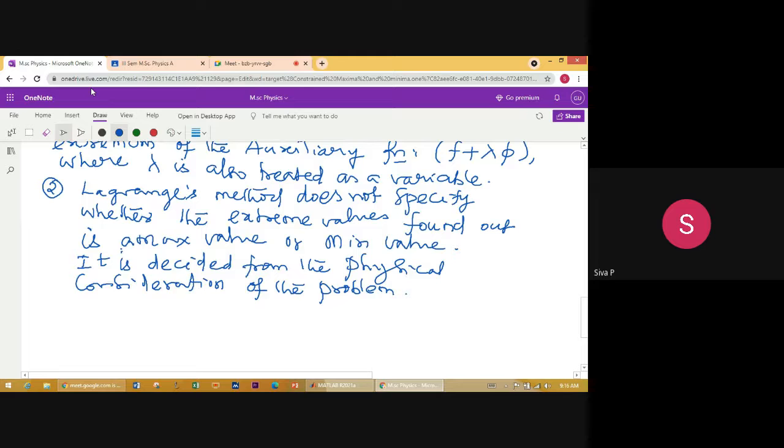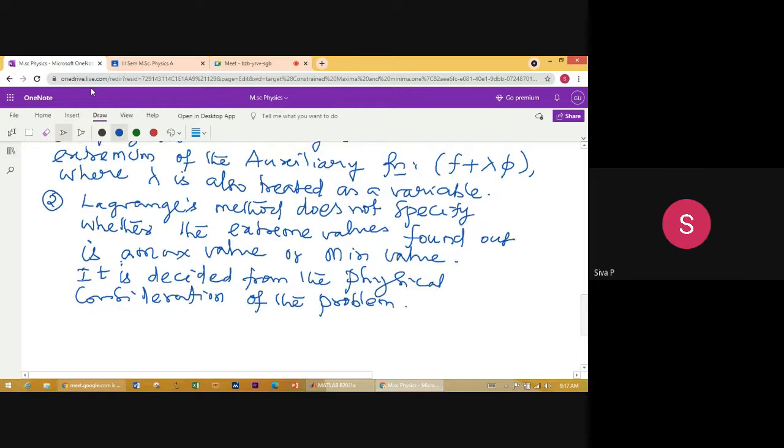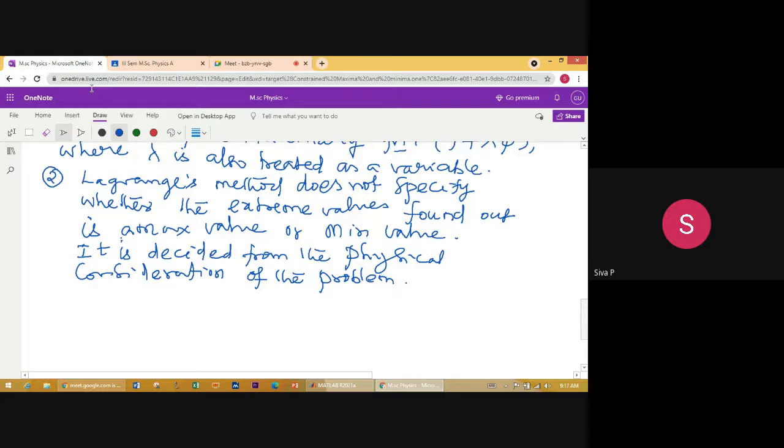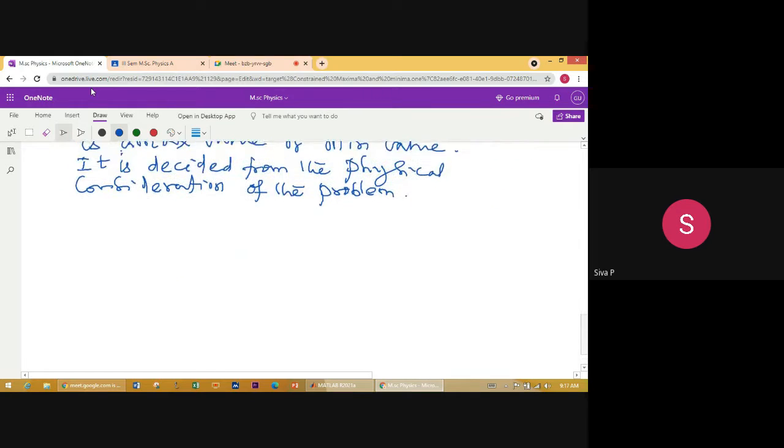In the last class we discussed that when we find the stationary values, they tell whether the function is maximum or minimum. But in Lagrange's method of multipliers, it won't specify whether the given function has a maximum value or minimum value. Based on the problem only, we have to write the solution or answer.